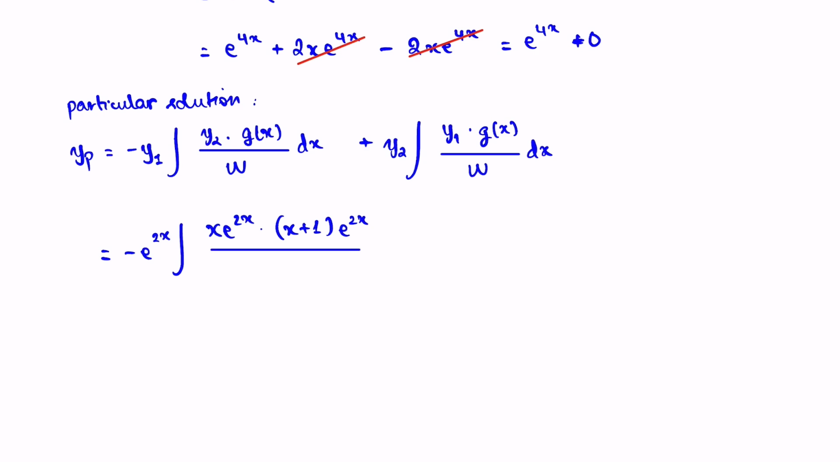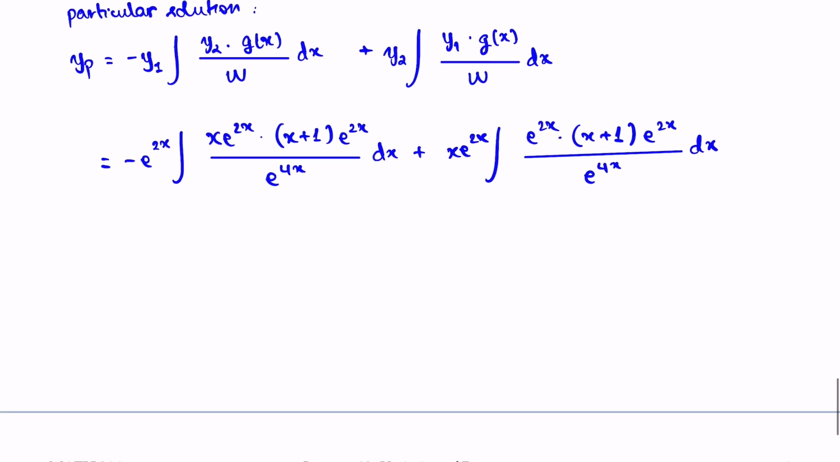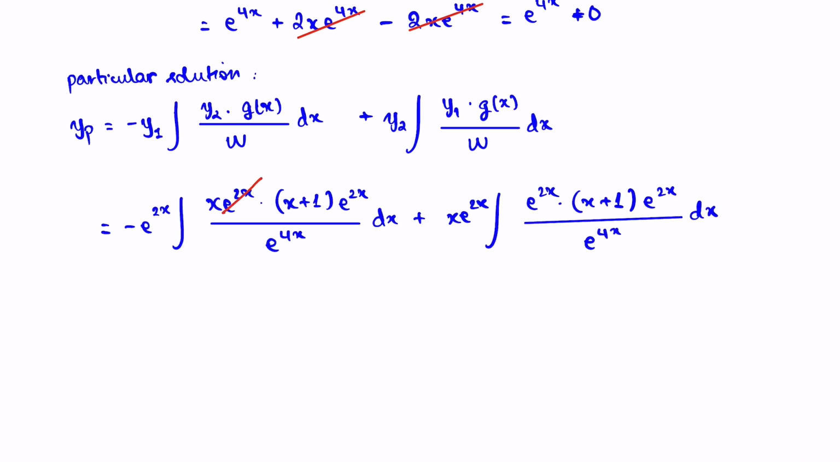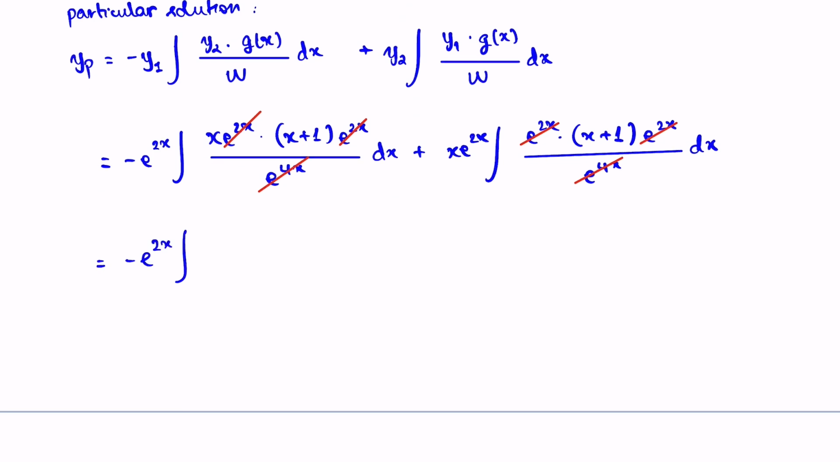Altogether divided by e to the 4x dx plus y2, which is x times e to the 2x times the integral of e to the 2x times x plus 1 times e to the 2x, altogether divided by e to the 4x dx. Now we're going to simplify e to the 2x with e to the 4x here. Similarly over here, e to the 2x and e to the 4x cancel out, and you're left with negative e to the 2x times the integral of x times x plus 1 dx plus x times e to the 2x times the integral of x plus 1 dx.